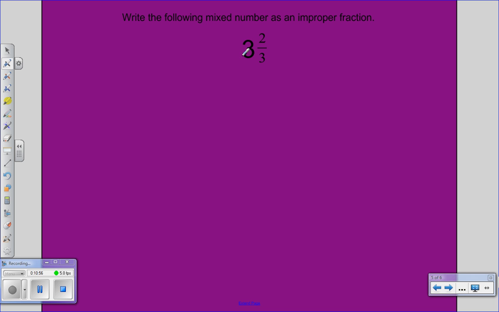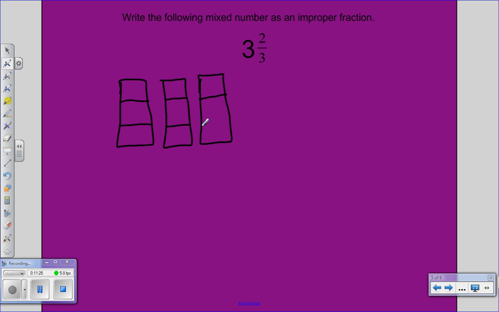So I'm going to think to myself, alright, how many whole pieces do I have? I have 3 whole pieces. So I'm going to draw them out. Here's 1 whole. Here's 2 wholes. Here's 3 wholes. This is my whole number. 1, 2, 3. Denominator is in control. Each whole has 3 sections to it. So I'm going to split this into 3 sections. Denominator tells me how many sections each whole is in. There's 3 pieces in each whole.